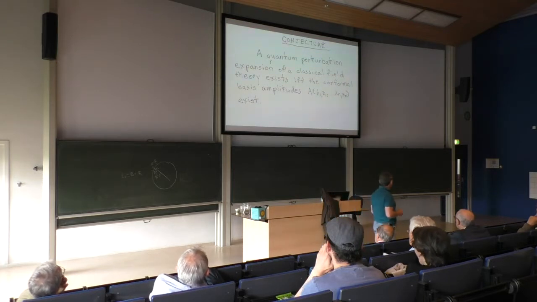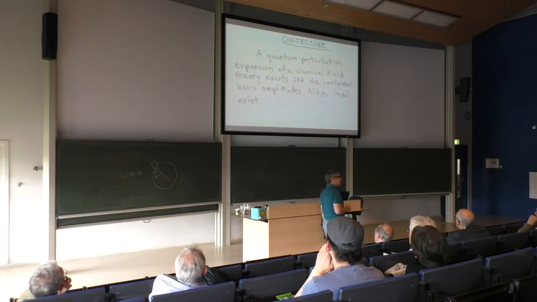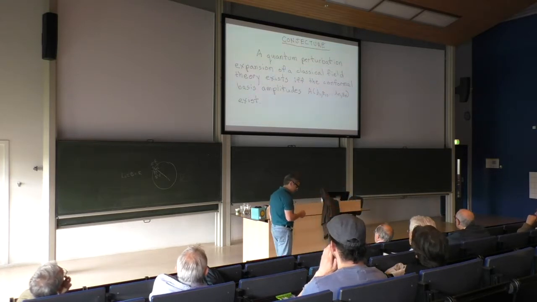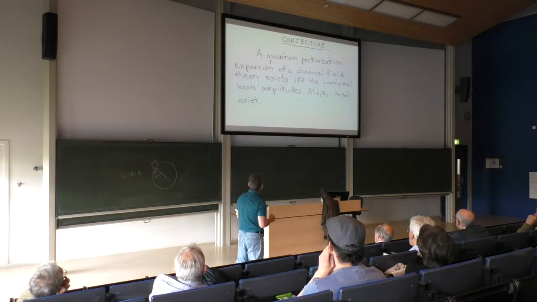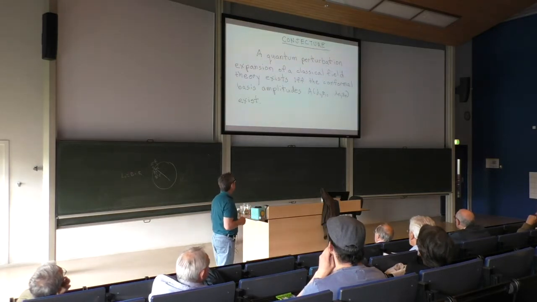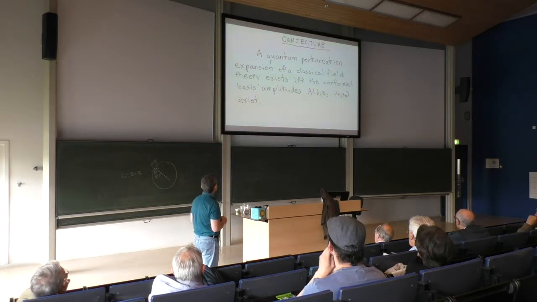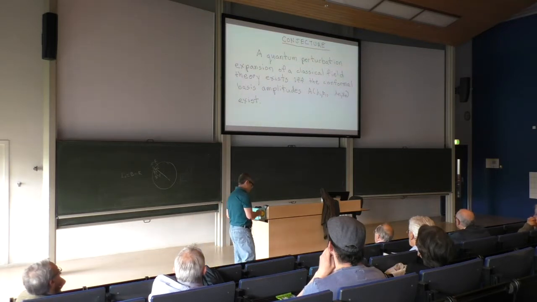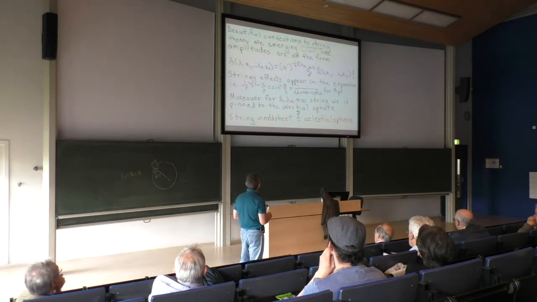Which leads me to the conjecture, which the main motivation for is I don't know of any counterexamples, I have strong evidence for it, but that a quantum perturbation expansion of a classical field theory exists if and only if the conformal basis amplitudes exist. So that would rule out gravity, but not string. That would rule out Einstein gravity, but not string gravity.